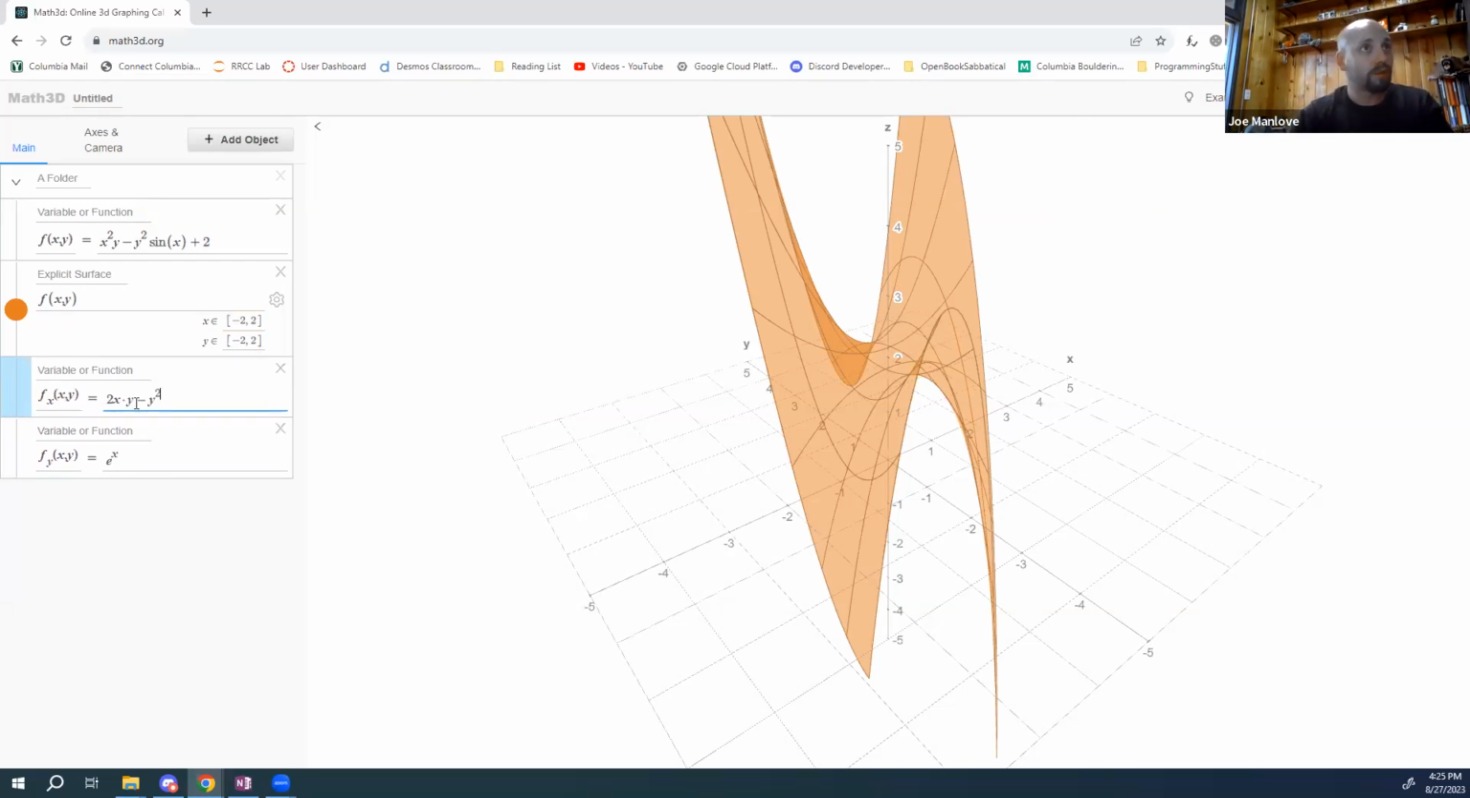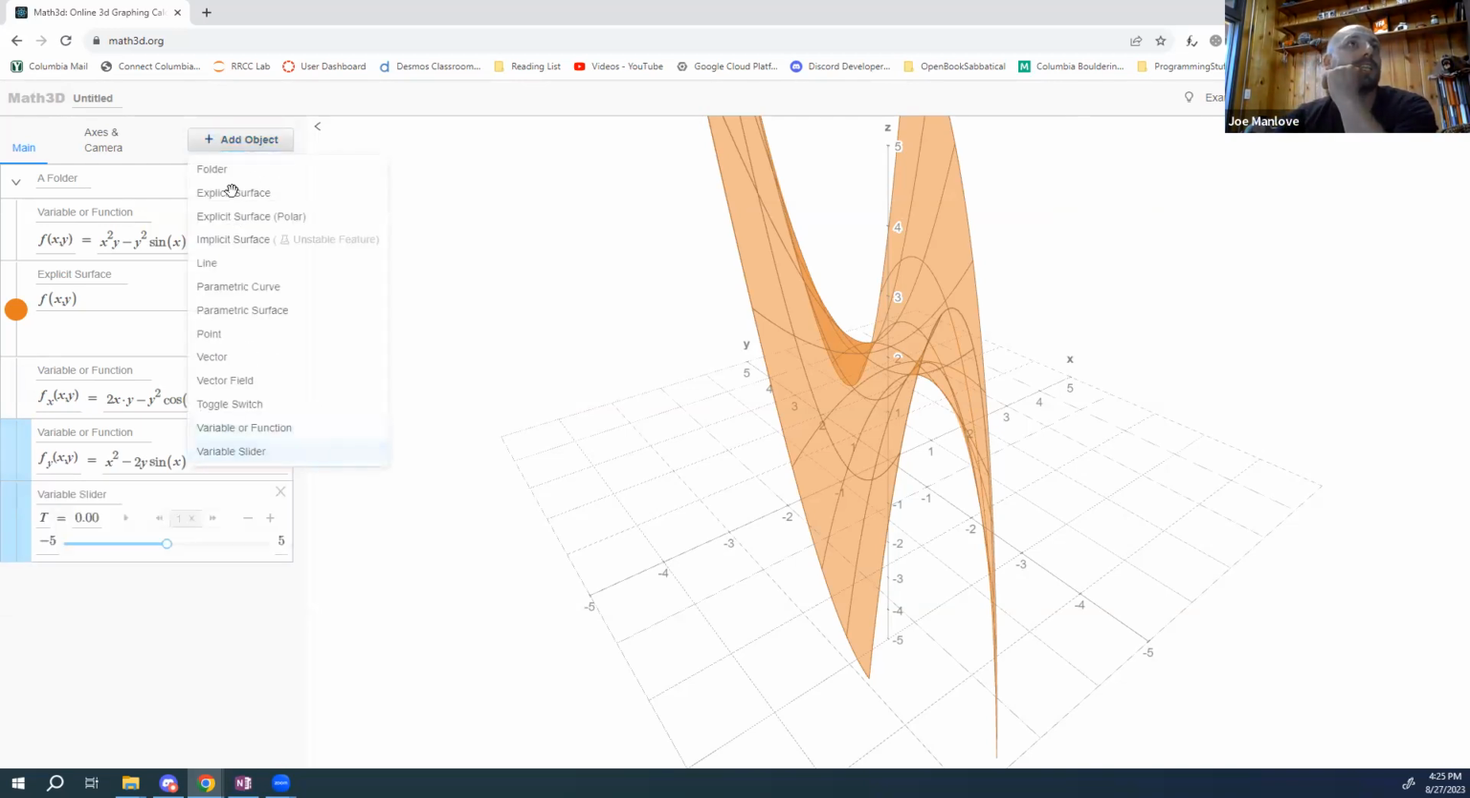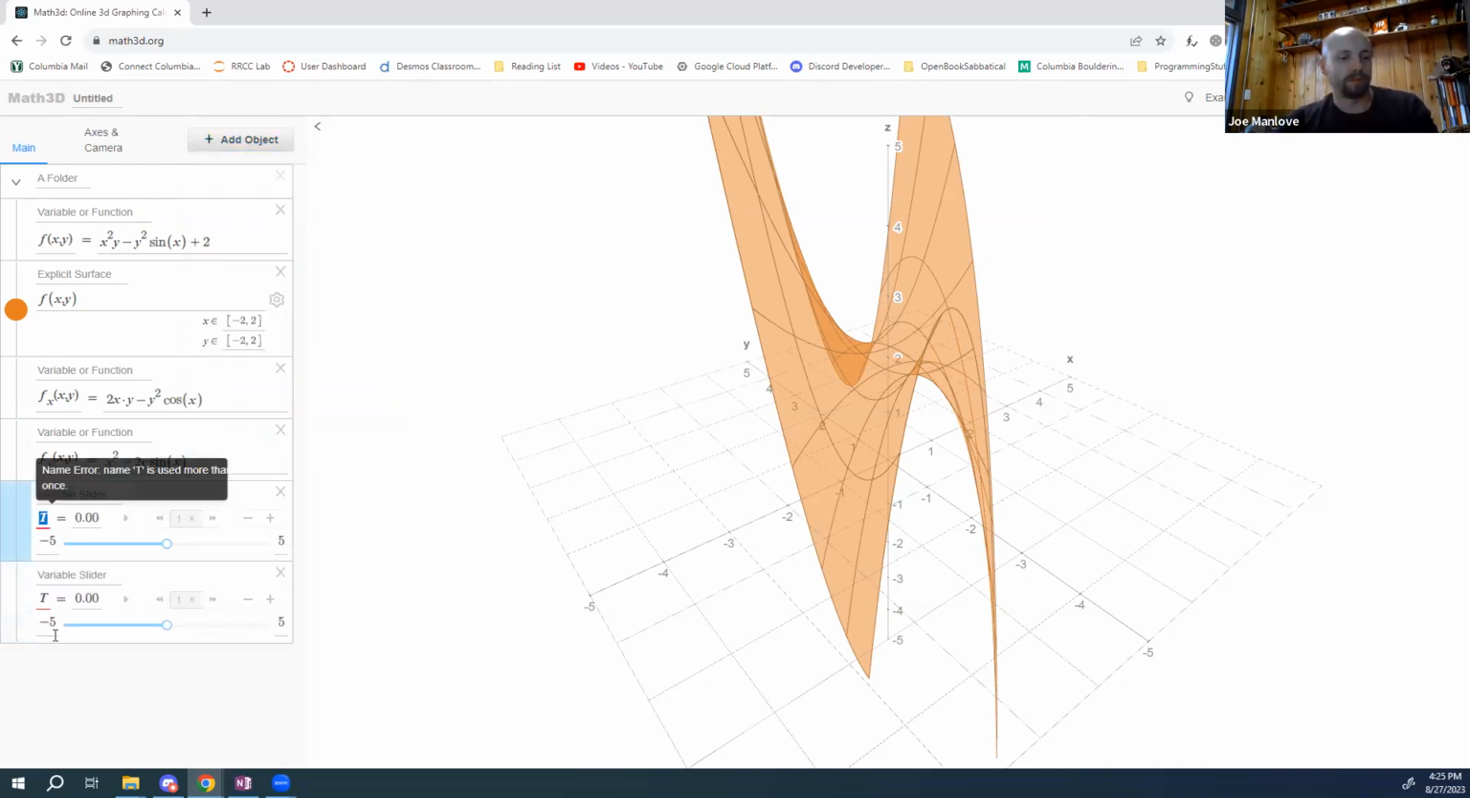Oops. Times cosine of x. And our fy is going to be x squared, minus 2y sine of x. Those are my partials. So let me add some sliders here. I'm going to call this one A. I'm going to call this one B.